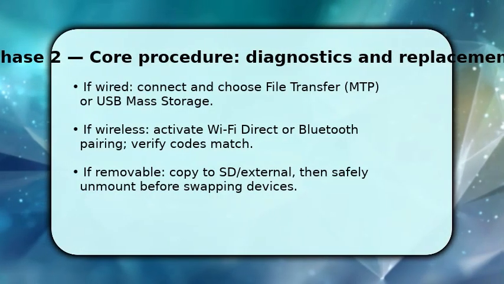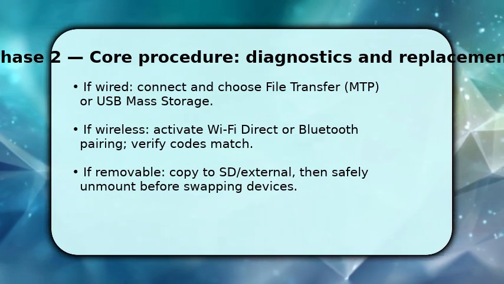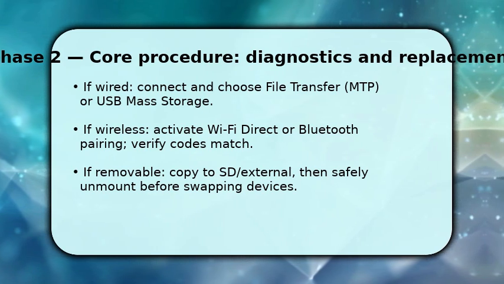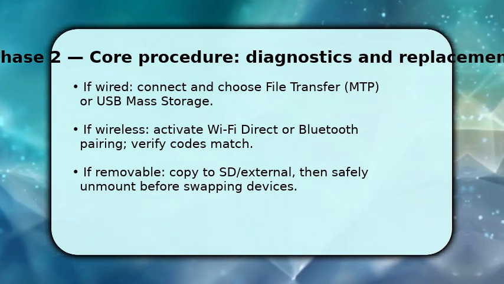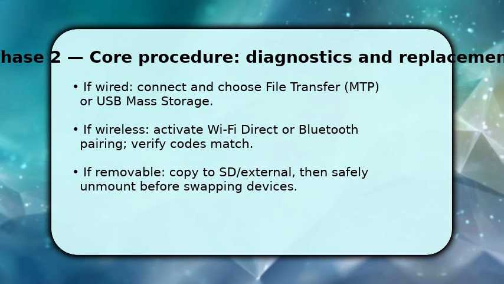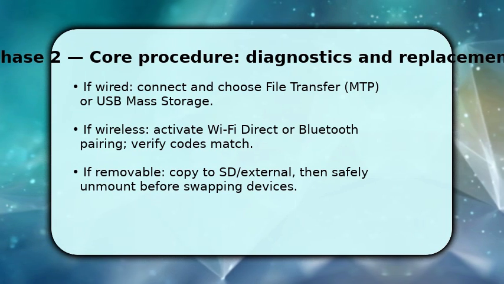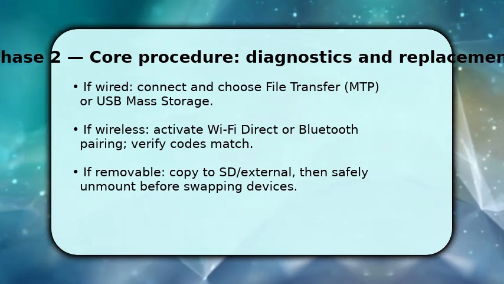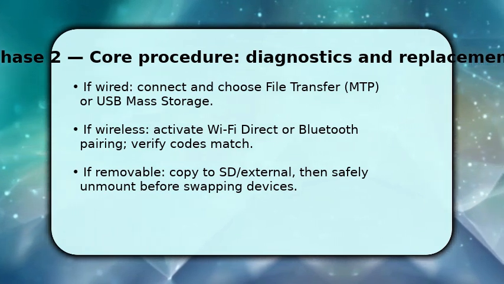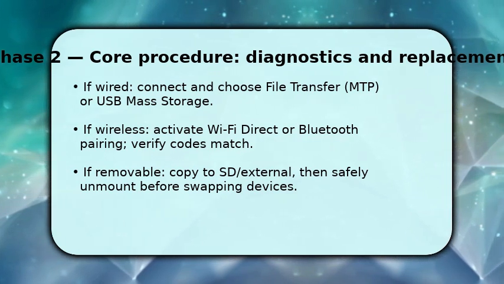Now execute the method you picked. If wired, plug the cable, select File Transfer on mobile, and open the destination folder on the computer, then drag files. If using Wi-Fi direct, initiate a device search, accept the connection, and start the send from your file manager. Watch progress bars. For Bluetooth, pair first and use send/receive commands. When using an SD card or USB drive, copy files, confirm size and timestamps, and then unmount before moving the media to the receiving device.